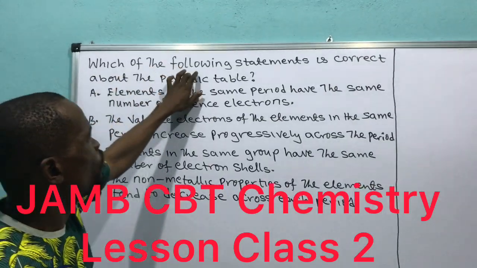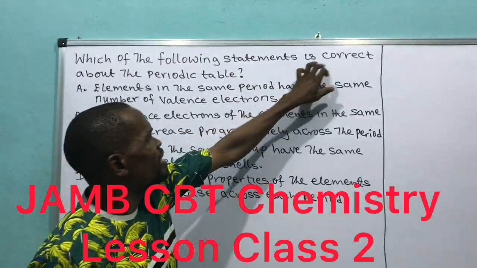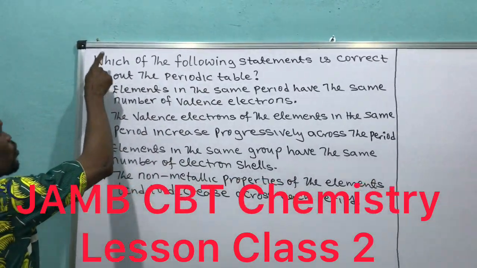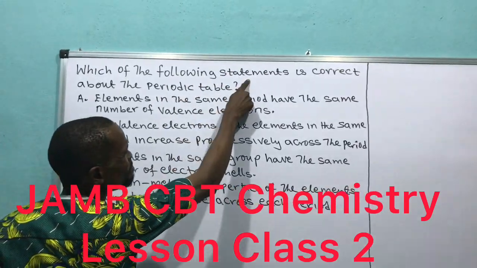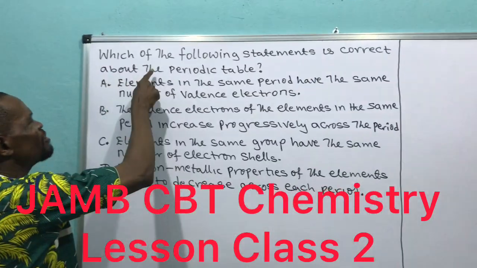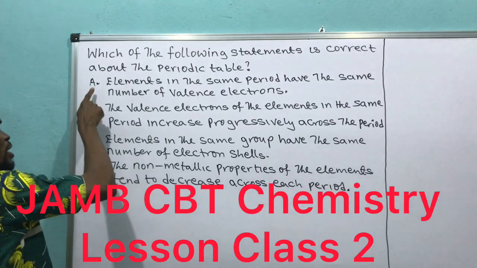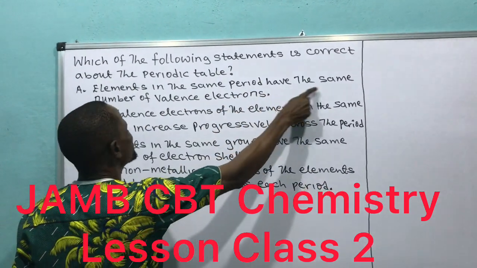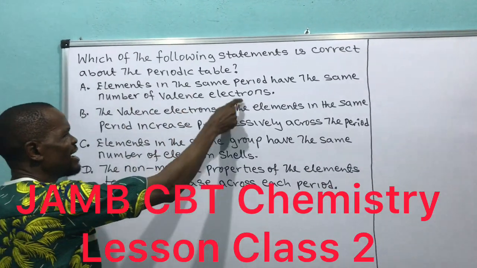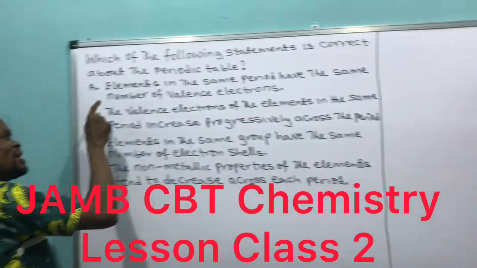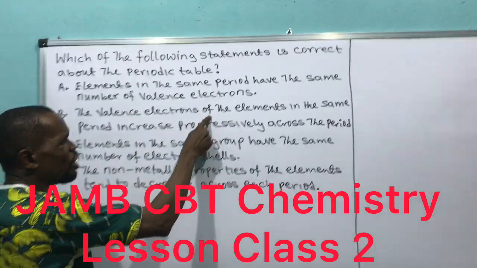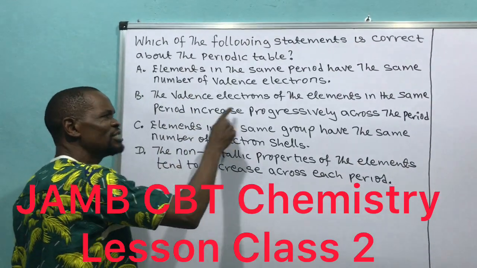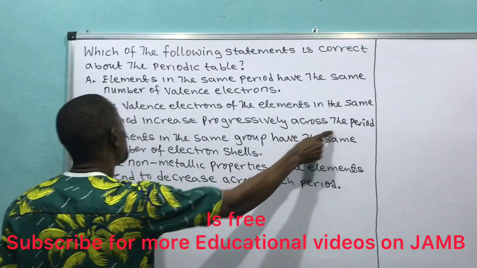Which of the following statements is correct about the periodic table? Option A: elements in the same period have the same number of valency electrons. Option B: the valency electrons of the elements in the same period increase progressively across the period.